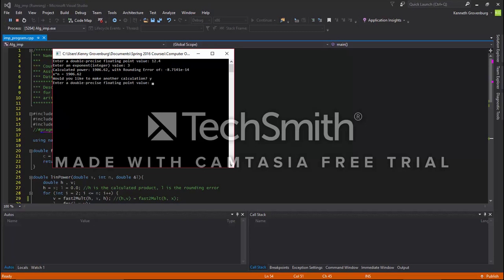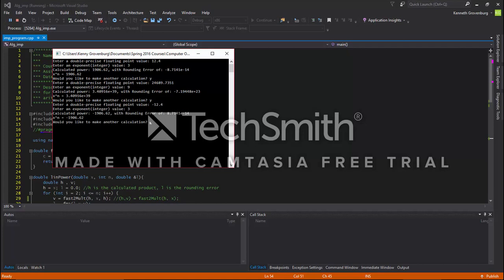Larger numbers raised to even larger powers still give us fairly big rounding errors. Negative numbers as well still produce rounding error. As such, while some of the rounding error may be lost to significant digits, it's still very important to keep in mind when making large-scale calculations.